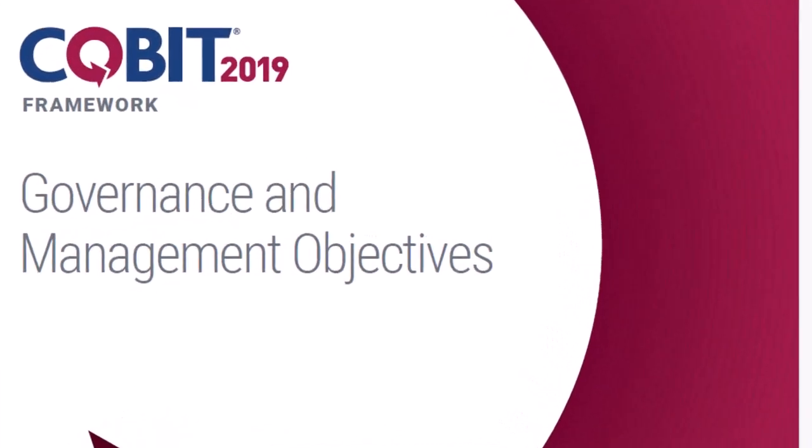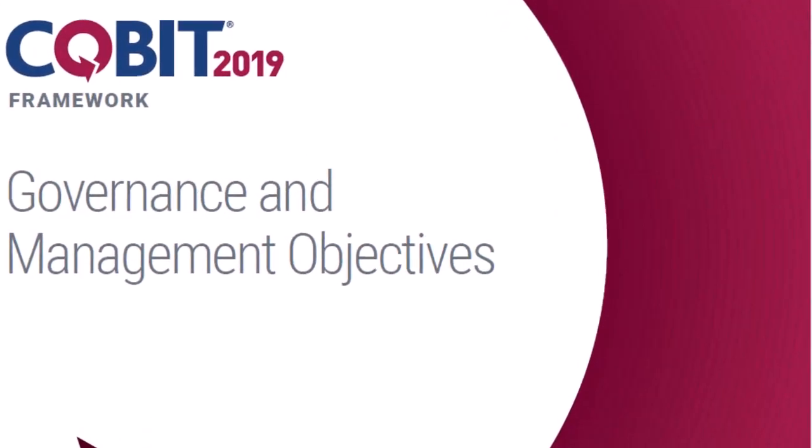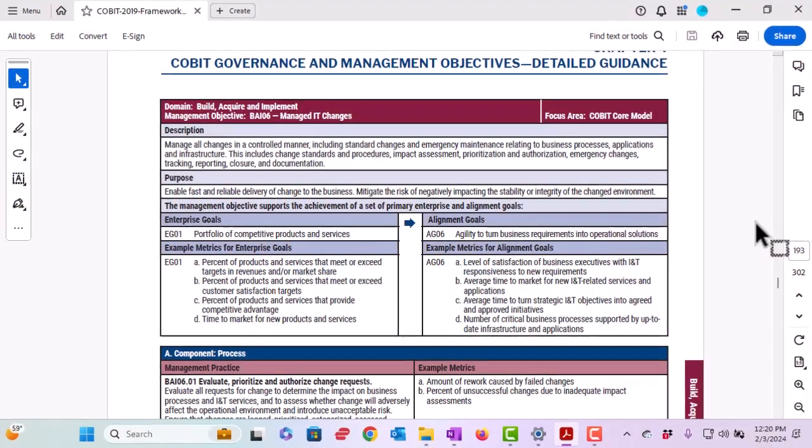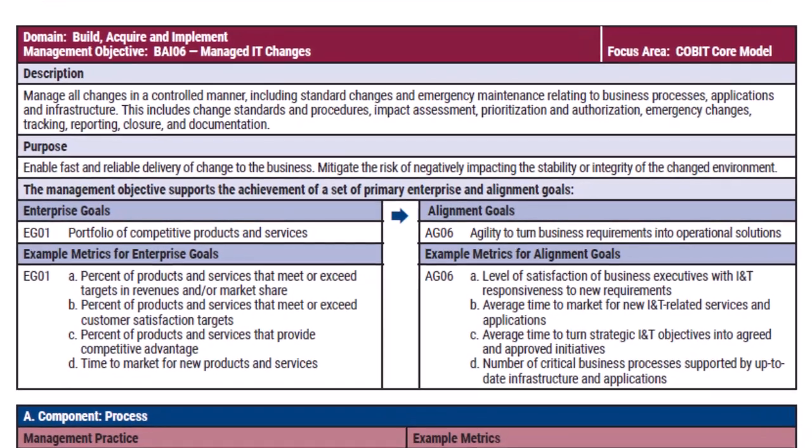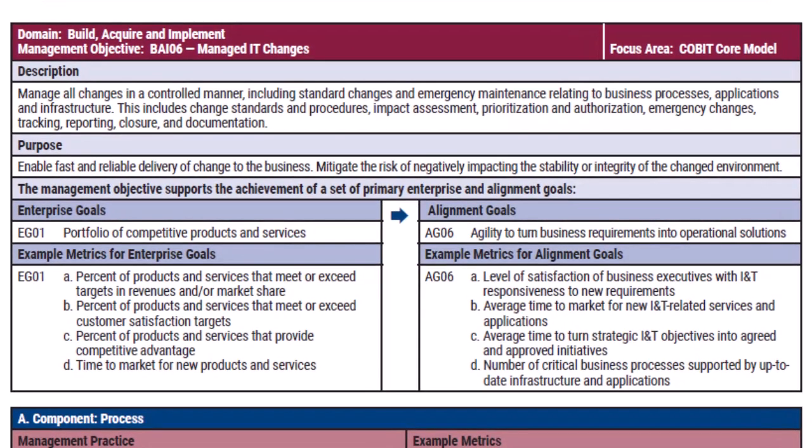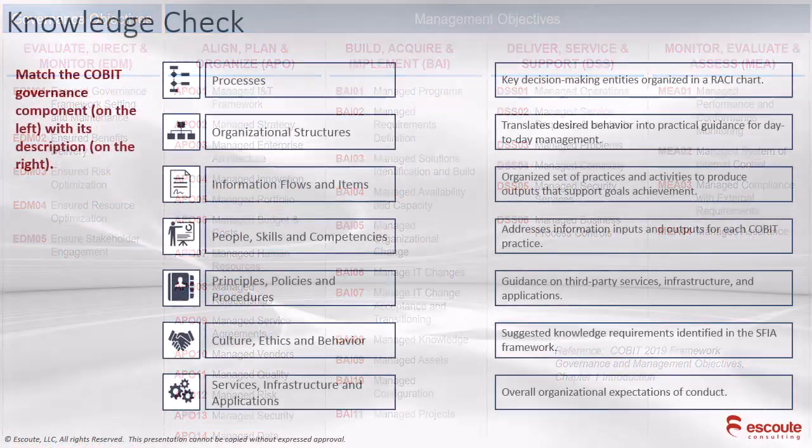All right, let's jump into the Cobit document that identifies and explains BAI06 Managed IT Changes. If you've been through a Cobit Foundation course, you probably have seen this before. But what we're going to do is break this down and take a look at some of the key things that Cobit says about how we're looking at change control. Let's move on to a knowledge check next.